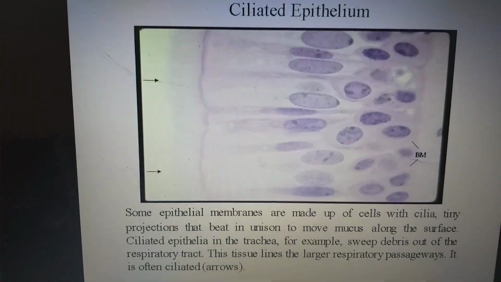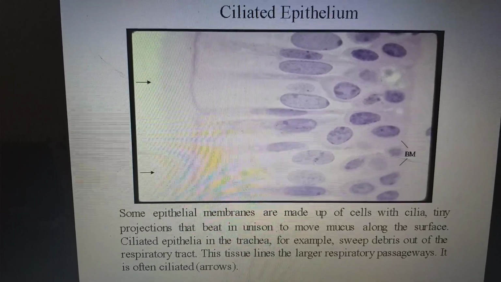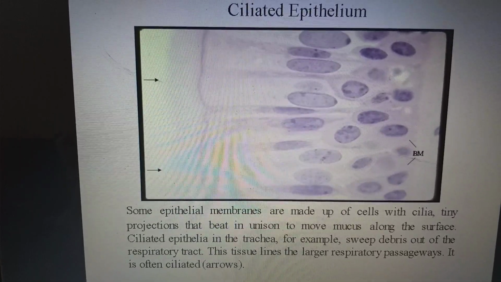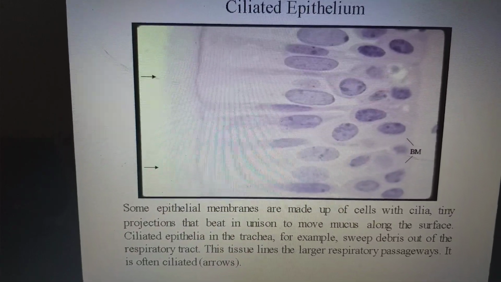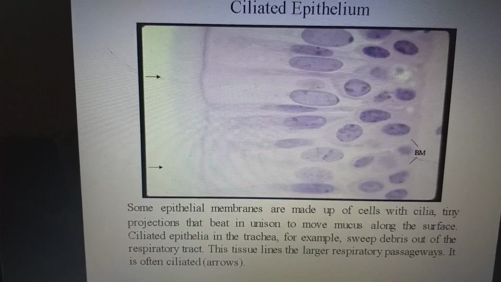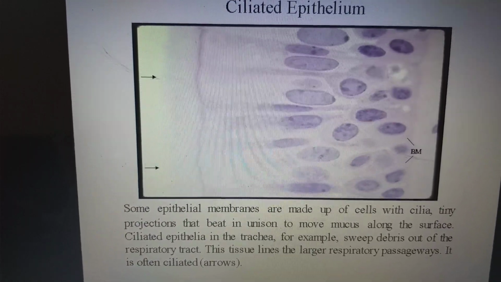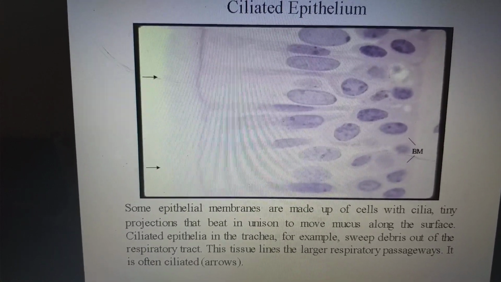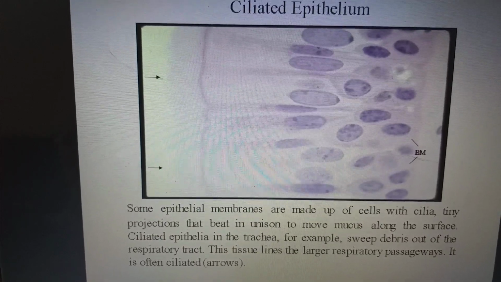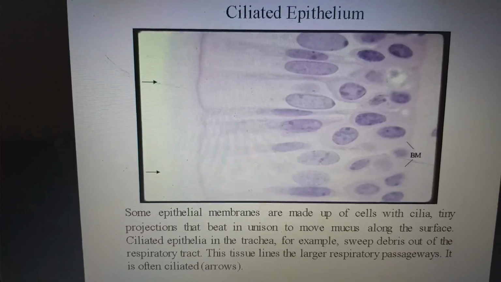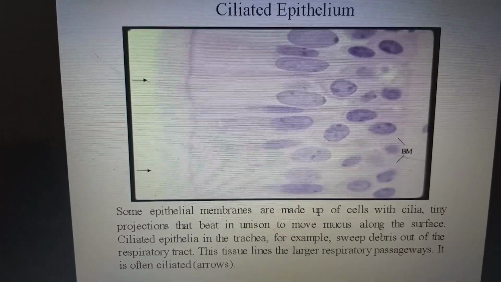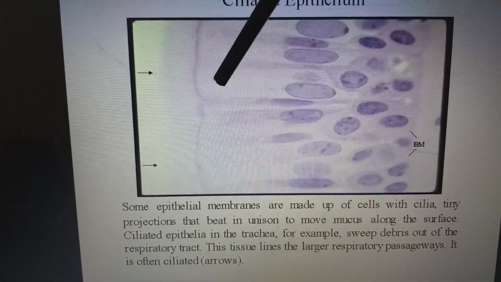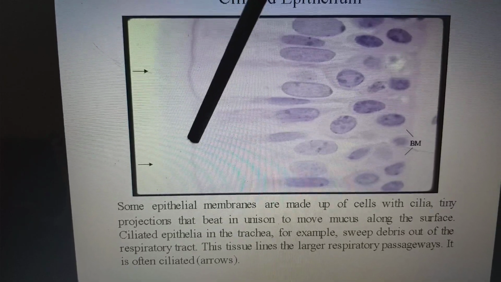And coming to the next, ciliated epithelium. Here also, again the name itself says the epithelium has the presence of cilia. Some epithelial membranes are made up of the cells with cilia, tiny projections that beat in a uniform fashion to move the mucus along the surface. The ciliated epithelium is found in trachea, for example, to sweep debris out of the respiratory tract. Whatever phlegm we get through the cough is from the ciliated epithelium pushing it. The tissue lines the larger respiratory passage, so it is often called ciliated. These arrows have been suggesting these are the cilia, this colored part.